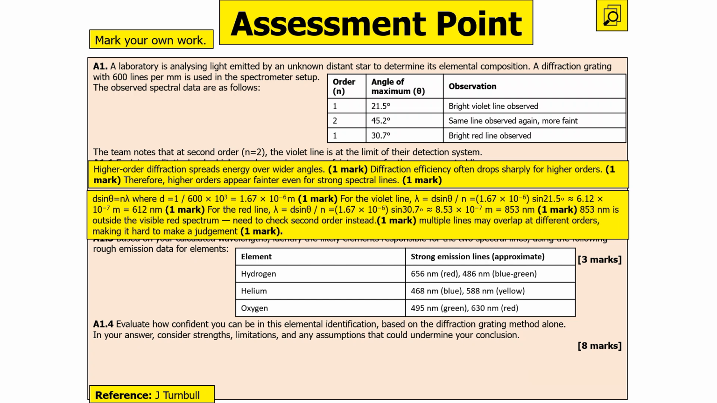Next one, we say d sin theta equals n lambda. d is 1 over 600 times 10 to the 3. So for the violet line, we can work it through. Lambda, pop the values in there. We get 612 nanometers. For the red line, we do the same.